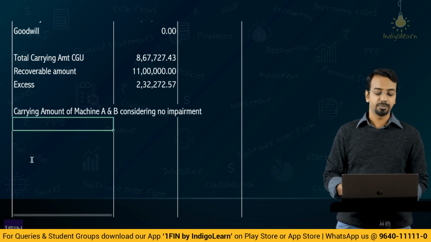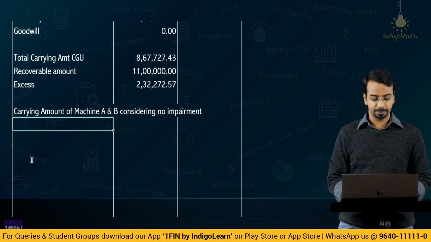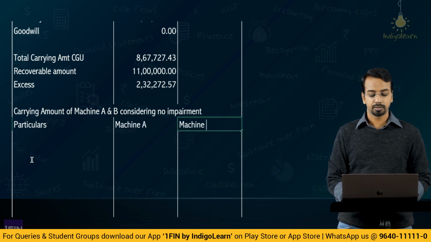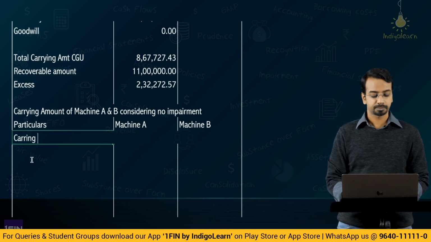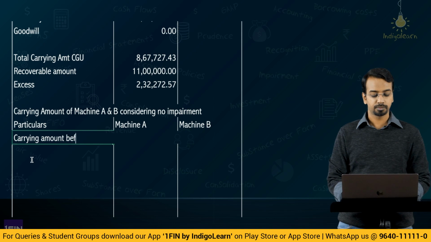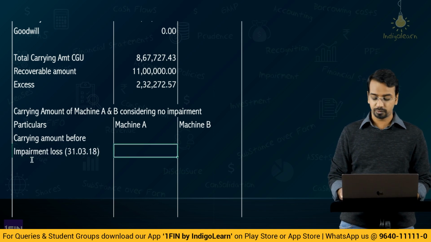Carrying amount of machine A and B considering no impairment. Okay, so for machine A and for machine B, right? Carrying amount before impairment loss as on 31st of March 2018. Now, what is the carrying amount for this machine?